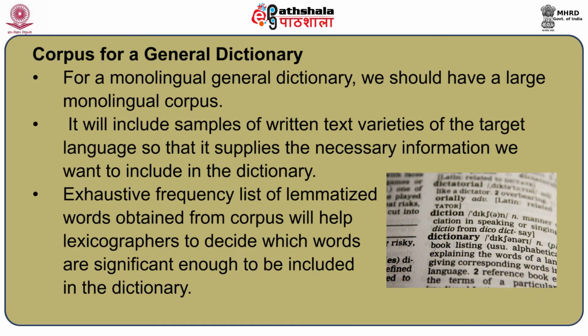For a monolingual general dictionary, we should have a large monolingual corpus. It will include samples of text varieties of the target language so that it supplies the necessary information we want to include in the dictionary. An exhaustive frequency list of lemmatized words obtained from the corpus will help lexicographers to decide which words are significant enough to be included in the dictionary.